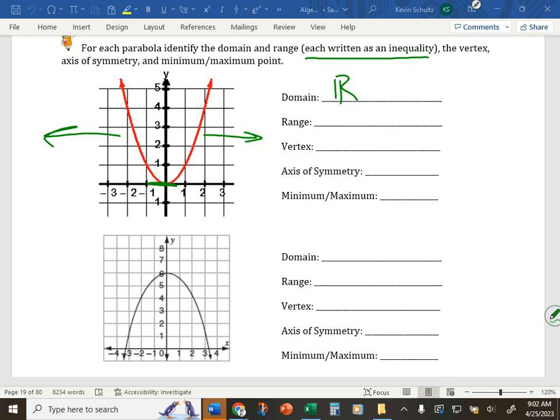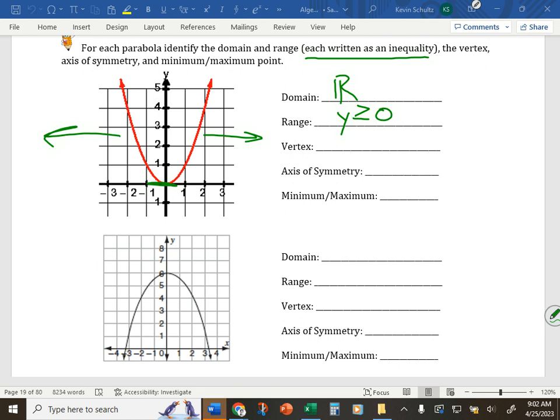Okay? The range of a parabola is not all real solutions. You need to look at the vertex here and recognize that at 0, y is going up in both directions, but it's never going to be below 0. It's never going below the vertex point. So what inequality would be right to show the values that y is going to be? Y is greater than or equal to 0. Good.